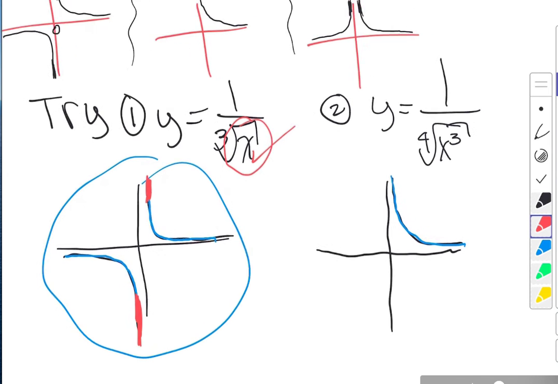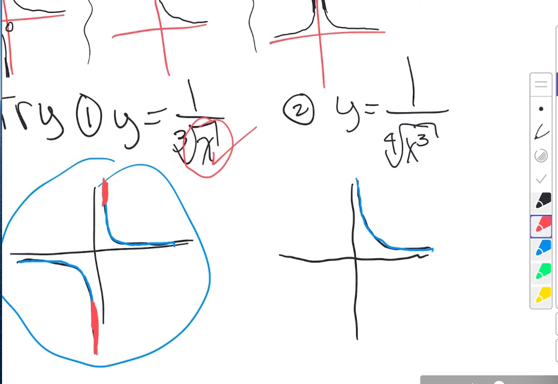Let's go over to this one. 1 over, and by the way, what would this be in exponents? It would be 1 over x to the 3 over 4. So let's see here. I'm going to put a 0 in for x. It's 1 over 0. Okay, that's fine. It's a vertical asymptote. Then I'm going to put a small negative in. Can I cube a small negative? Yeah, and it's going to get a lot smaller. So think of negative 0.1 times negative 0.1 times negative 0.1. Once I've cubed that negative, it gets really, really small.